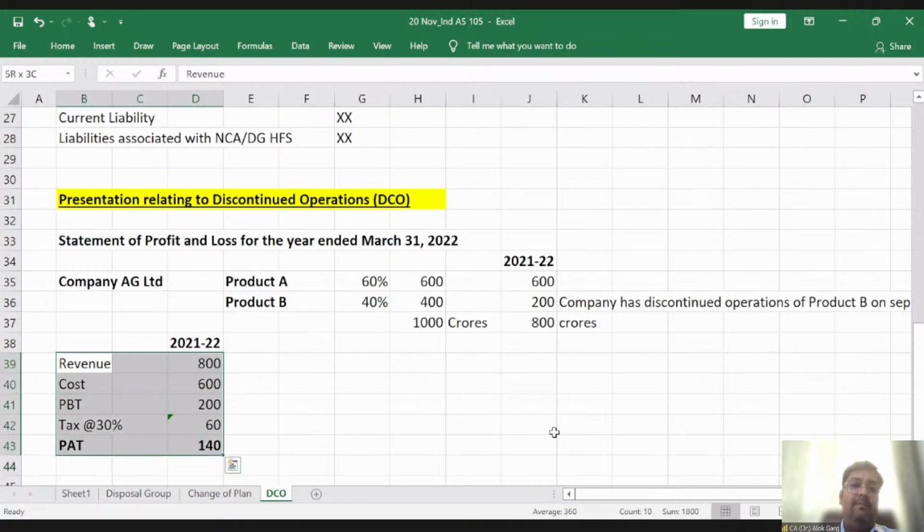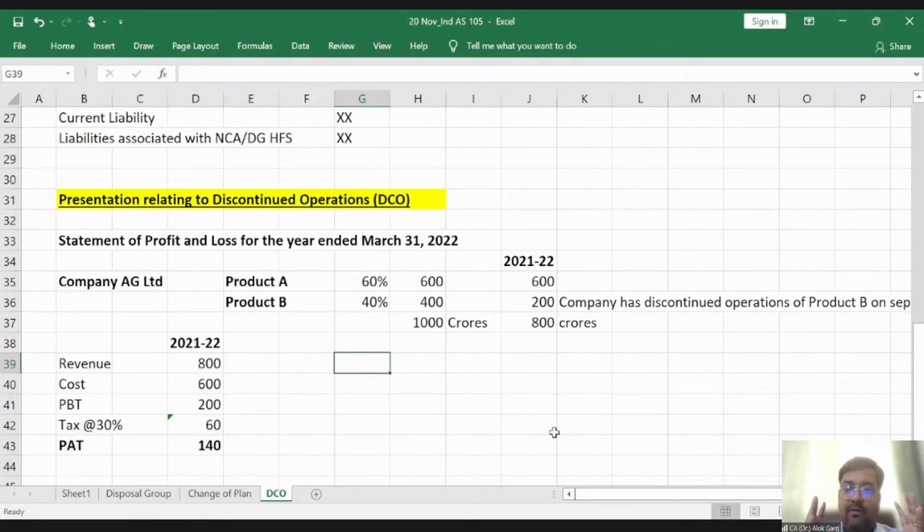Now, first of all, tell me, by looking at this P&L, whether a normal user will be able to understand that this revenue of 800 crores is sustainable revenue or not. Whether the user will be able to understand from this that the revenue of 21-22 is a sustainable revenue or something major has happened. The user will not be able to understand.